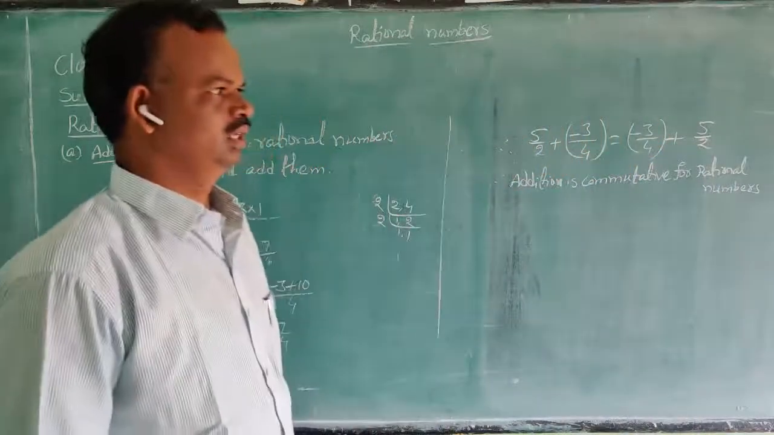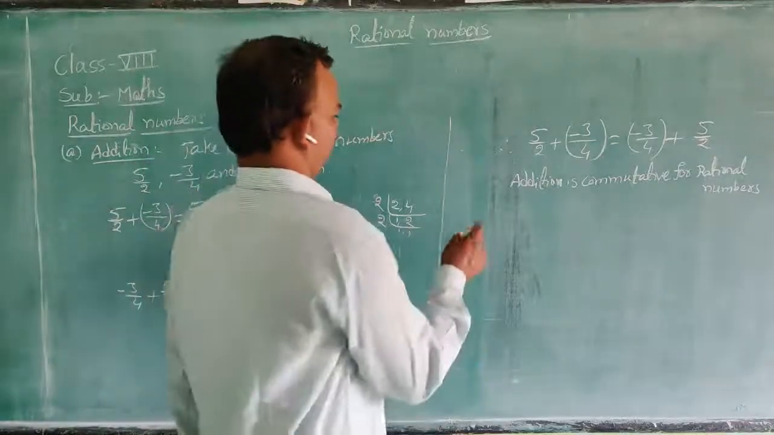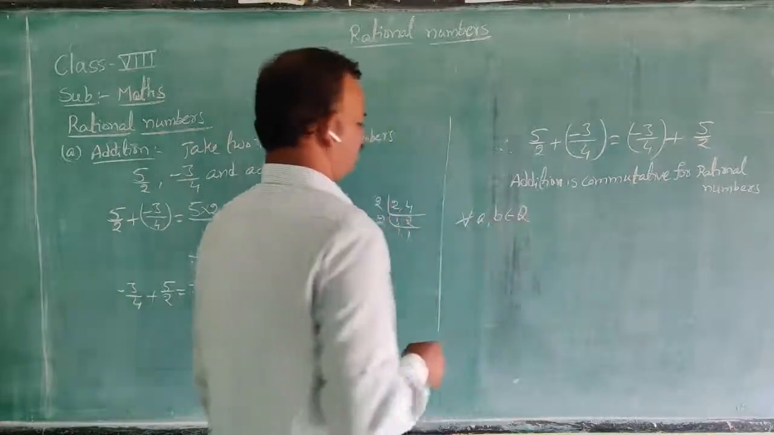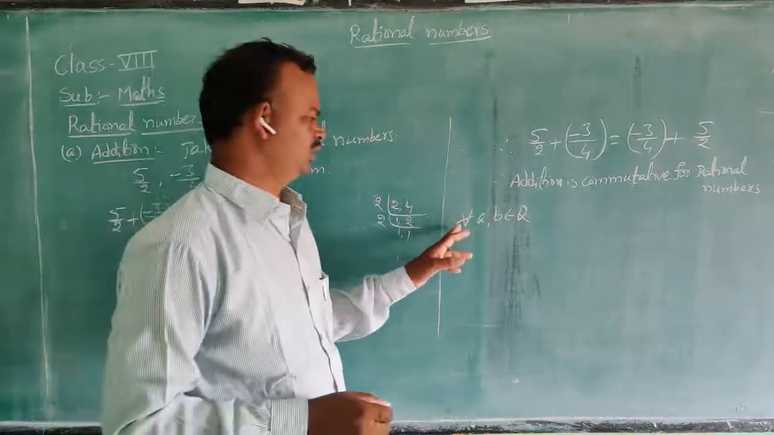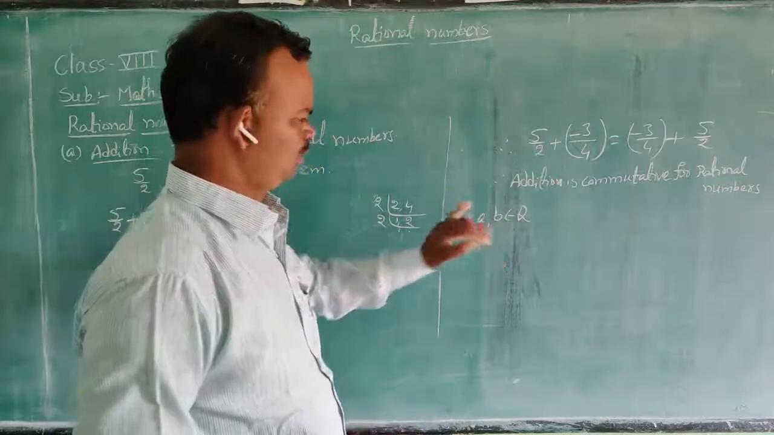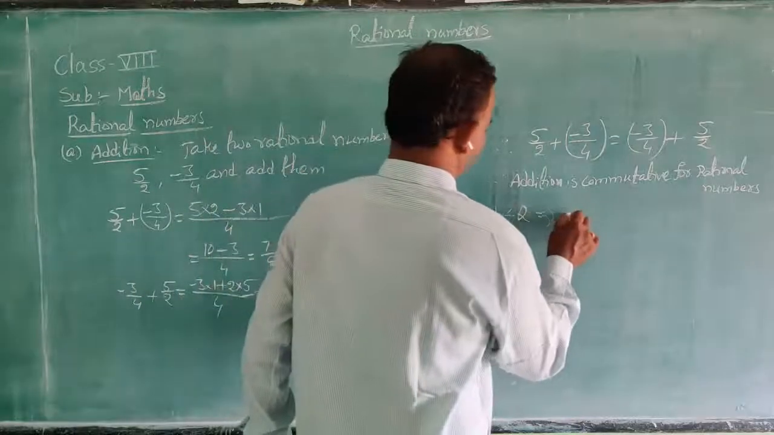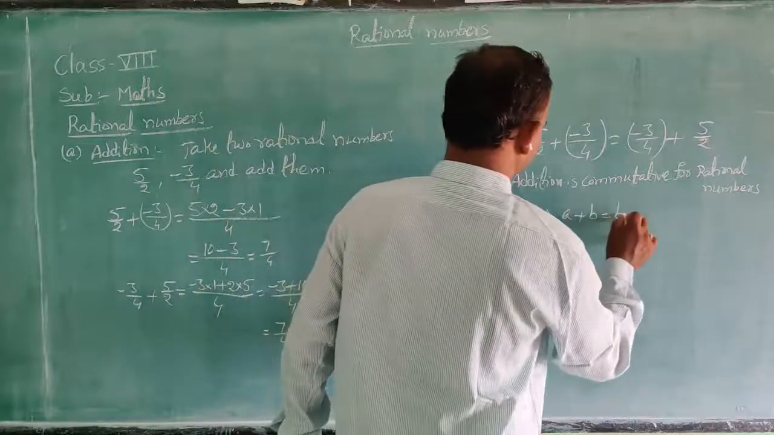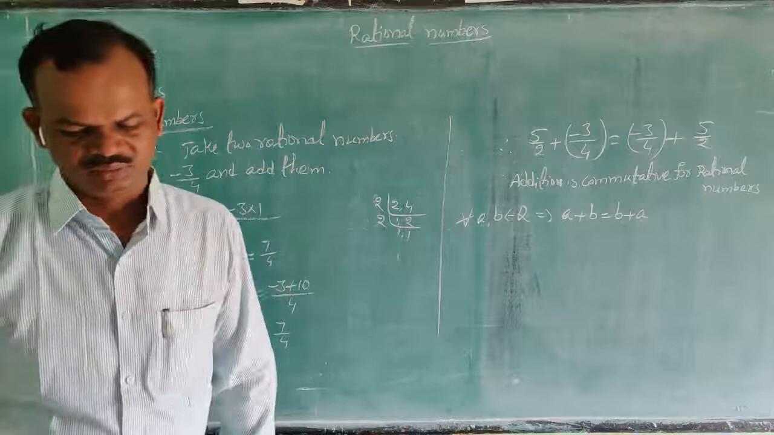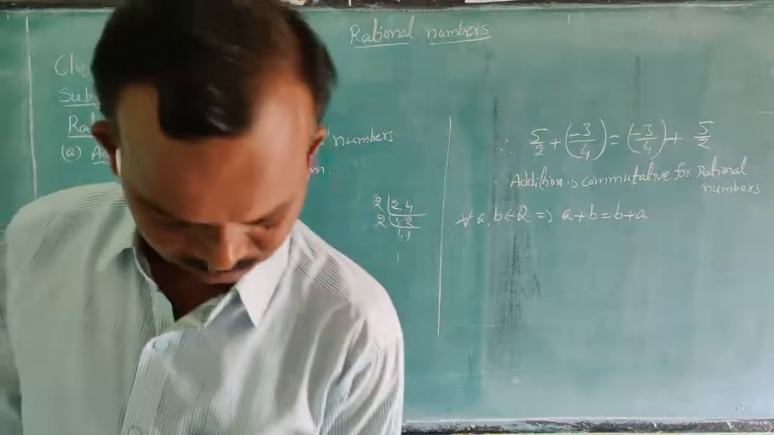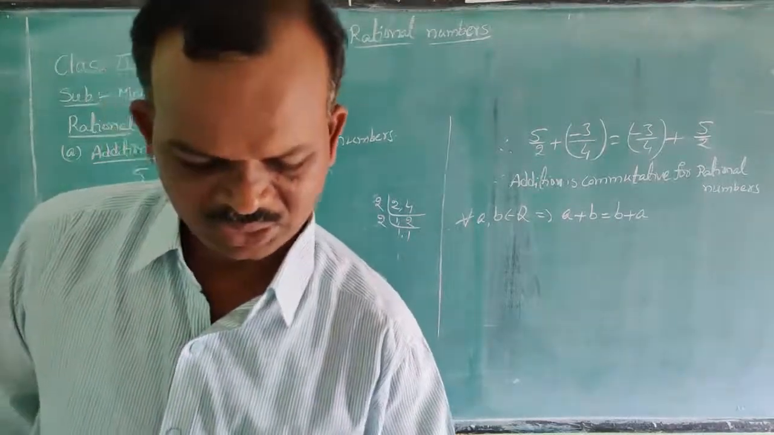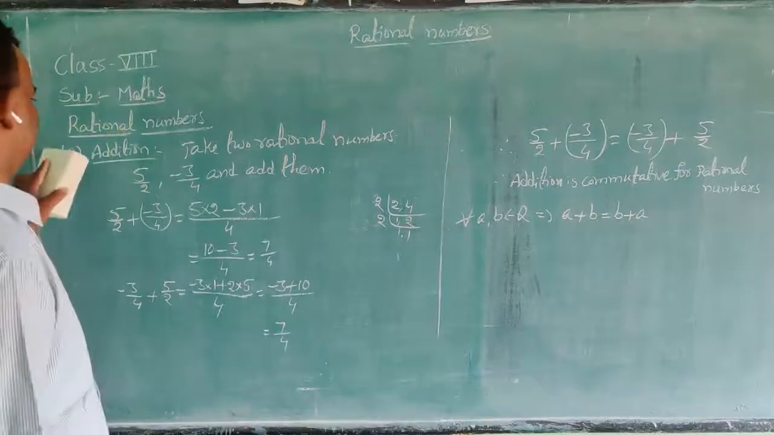In general, we say that for all a, b belongs to Q, the symbol is for all, a plus b is equal to b plus a. That is the property under addition. Next one is subtraction.